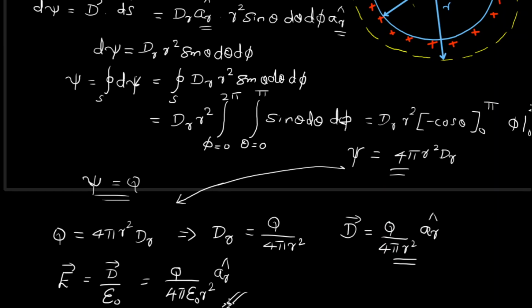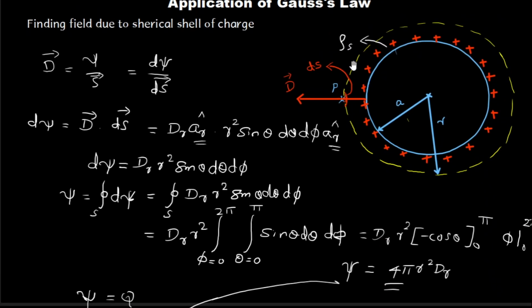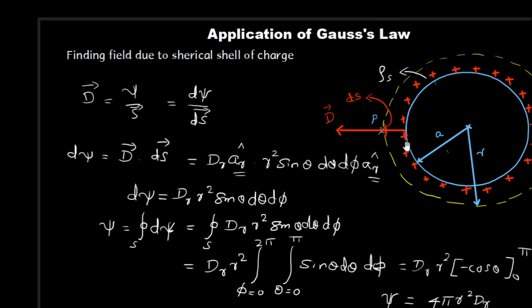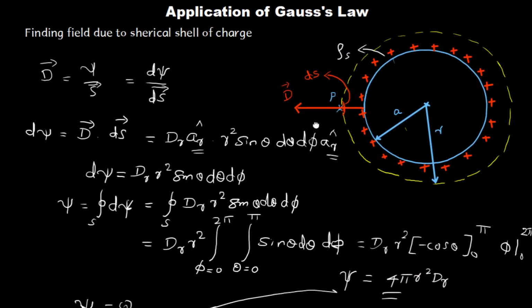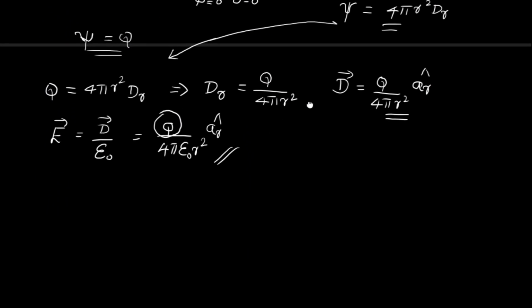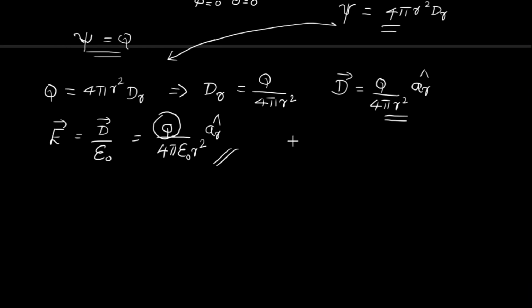Further, knowing the density of the spherical shell, I can find the value for this Q also, because I know that the charge density of my sphere is rho s. Knowing that, I can easily calculate Q. So using the definition of surface charge density, I am going to calculate Q. From the definition, charge density rho s is nothing but Q by area, right? Surface area.